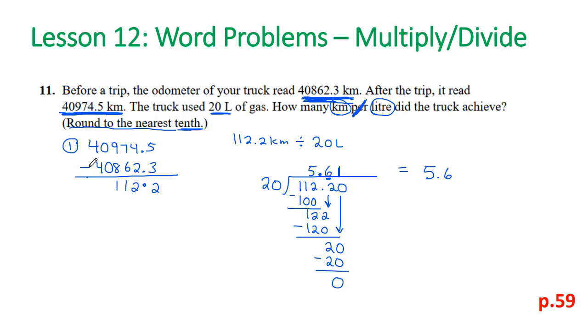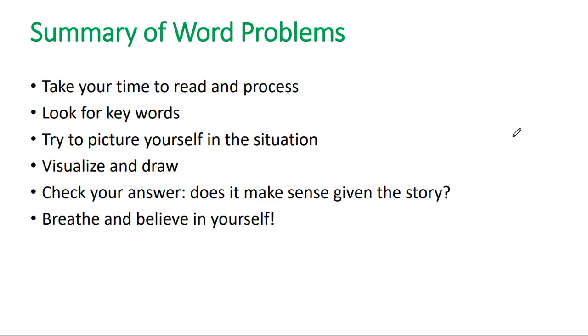What does that 5.6 mean? It says how many kilometers per liter did the truck achieve? This truck went 5.6 kilometers per liter.